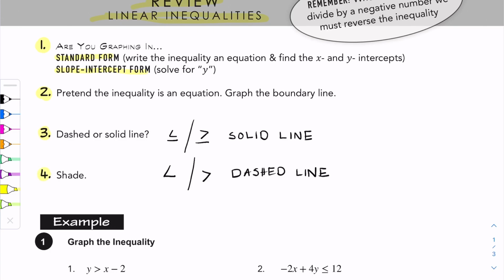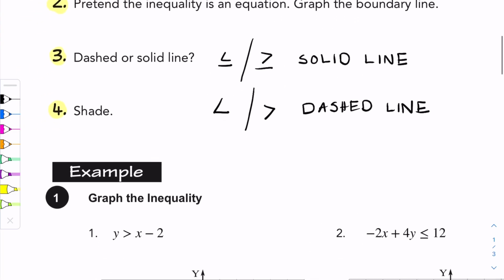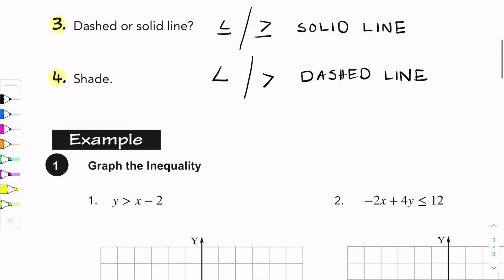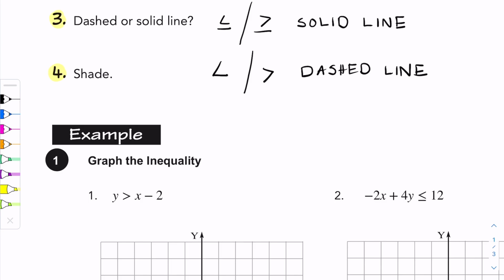And lastly, you shade. So for shading, I always suggest picking a point on one side of the line, not a point on the line. So pick a point on one side of the line, test the point in the original inequality, and determine if it works. If it works, then you shade with the point. If it doesn't work, then you shade away from the point. And you'll see what I mean by that when we go over one of the first examples.